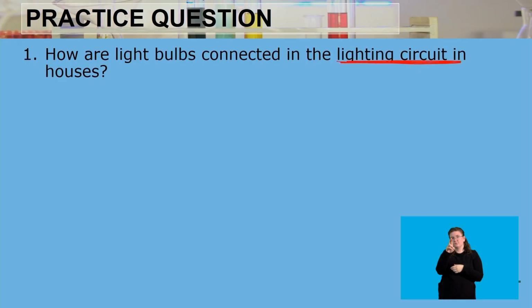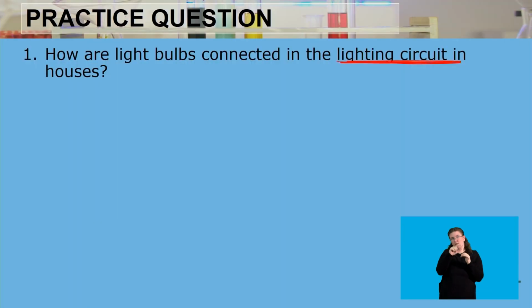Now remember, in a parallel circuit, that means there's more than one pathway for the current to follow. That means if one light bulb switches off, the other one can still switch on, they can still function only if they are all connected in parallel. So therefore, the answer to this question is parallel. So the light bulbs in the houses are all connected in parallel.